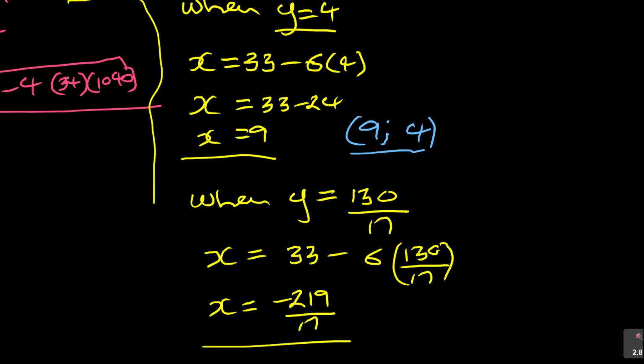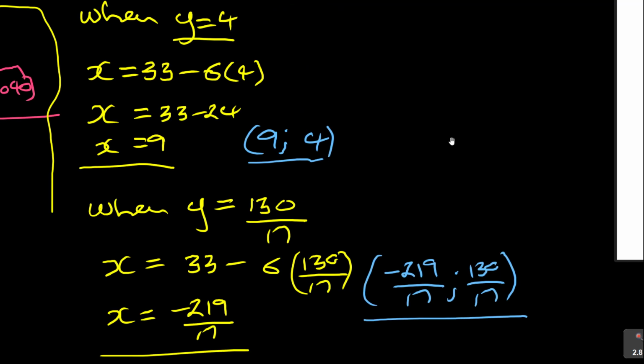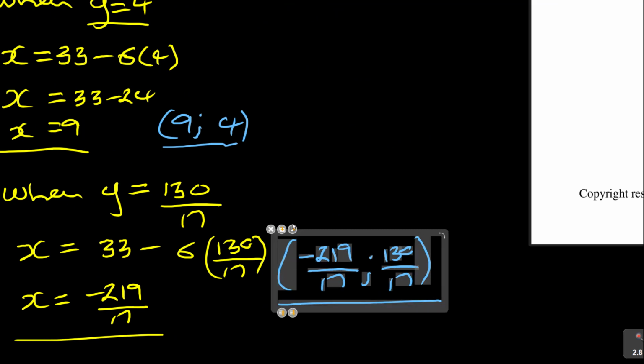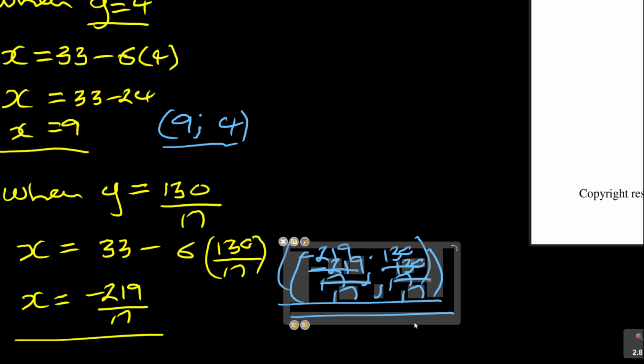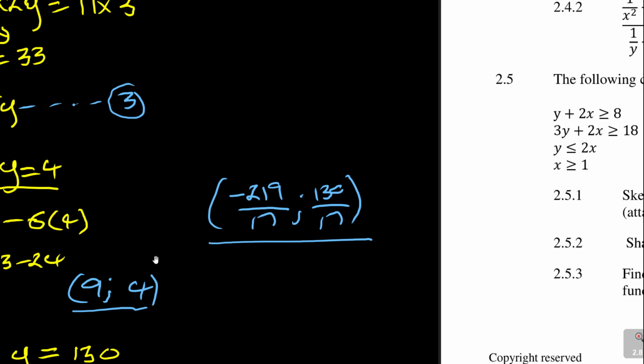And again, if you want to write it in coordinate form, you're going to write it as minus 219 over 17, 230 over 17. So these are the answers that you have. Now the question someone asks is, can you test these? Especially this one, I'm interested in this one. Let's just see if this was rightly done. Let's try to prove this one.